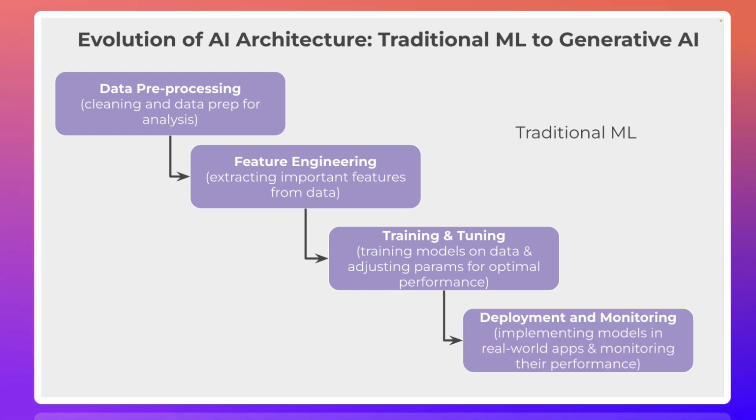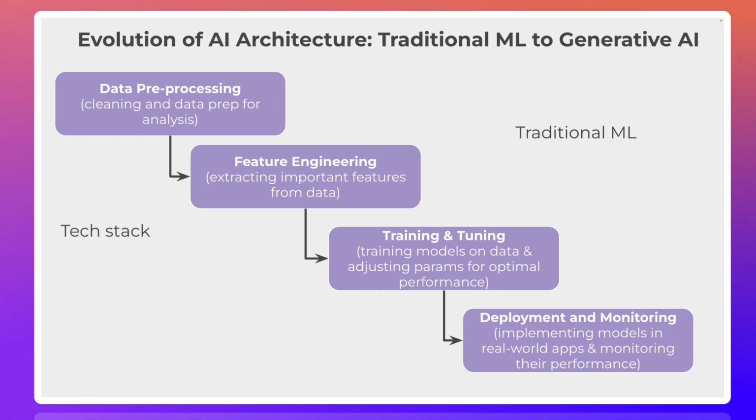Then we have deployment and monitoring. This is also a very important step because this is where we implement what we have trained, right? The trained models from before are now used in real-world applications. Ongoing monitoring has to happen because it's important to know how the trained model is behaving and if there are issues that need to be addressed. The idea is to make sure that the model continues to perform well, especially when new data comes in.